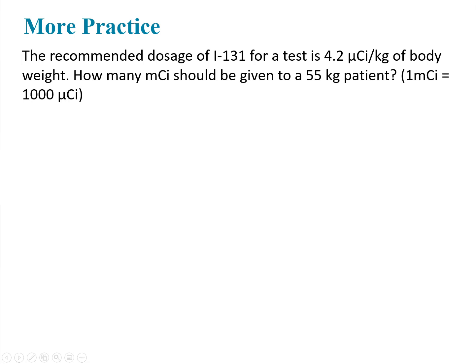This is still just another conversion problem. It just has to do with radiation. The recommended dosage of iodine 131 for a test is 4.2 microcuries per kilogram of body weight. How many millicuries should be given to a 55 kilogram patient? And we're told that 1 millicurie is equal to 1,000 microcuries.